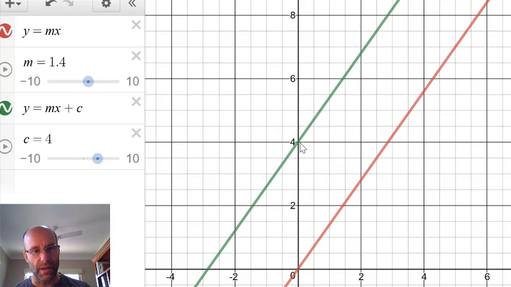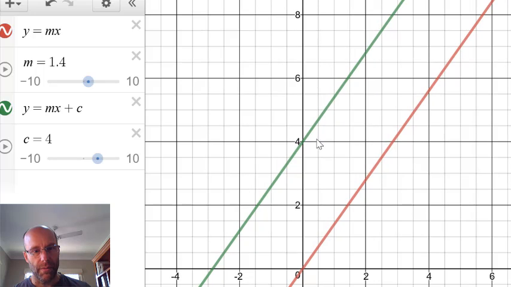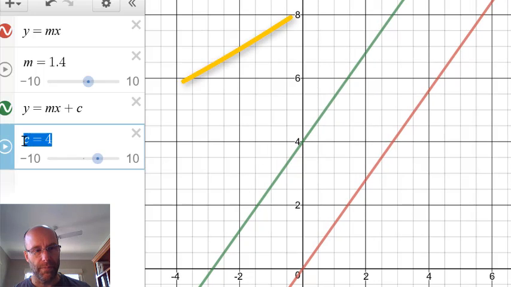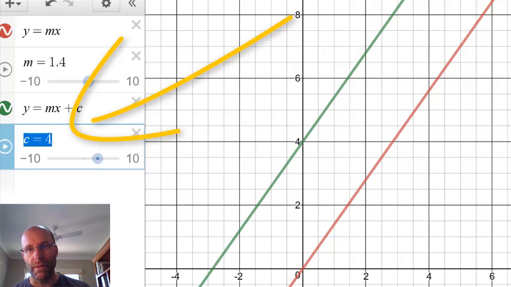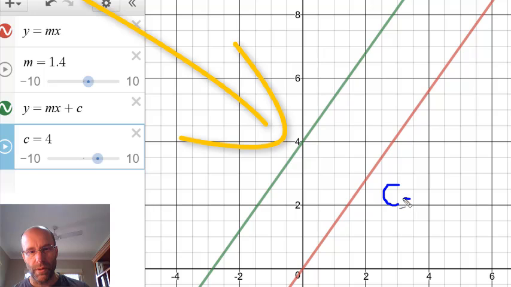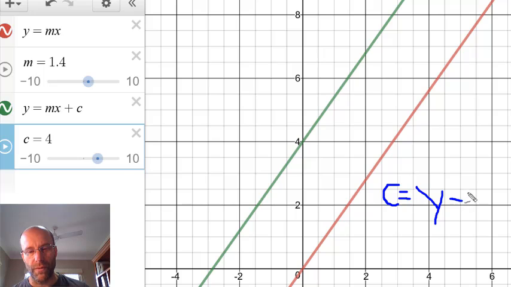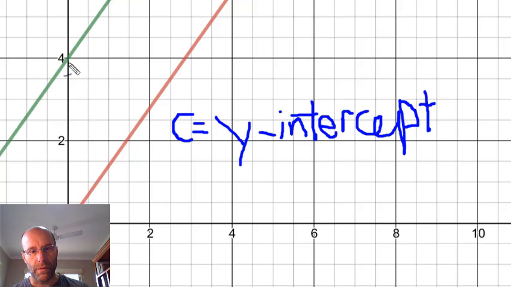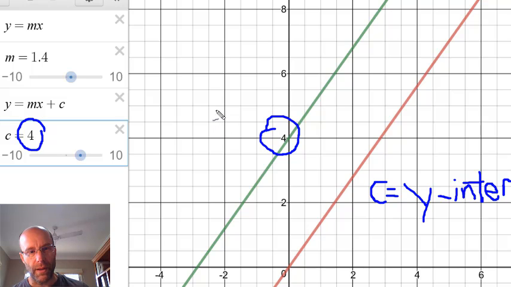c is actually the value of the y-intercept. So you can see that right there, where the cursor is, you've got c equals 4, because the y-intercept is 4. So c equals the y-intercept. Okay, that's where, from our previous work, the line cuts the y-axis at the y-intercept, and that's the value of c. So c is set at 4 at the moment, and the y-intercept cuts the y-axis at 4, and that, as a point, we would call 0, 4, wouldn't we?